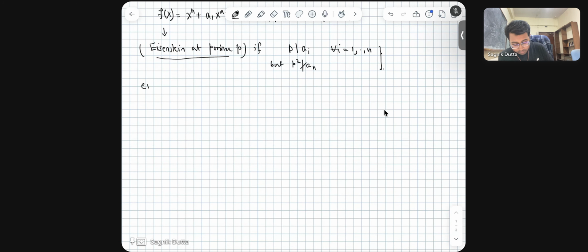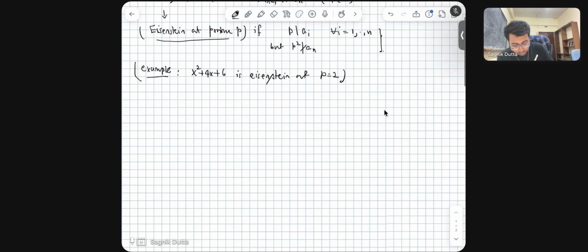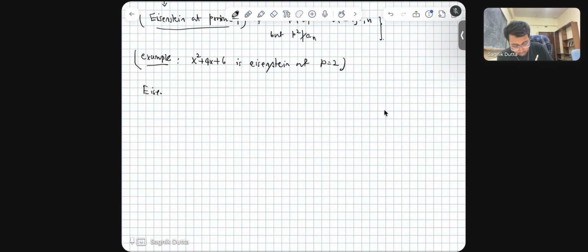For example, this polynomial is Eisenstein at 2. All right. So there are two words, as I said in the beginning. One was Eisenstein polynomial and another was totally ramified prime.